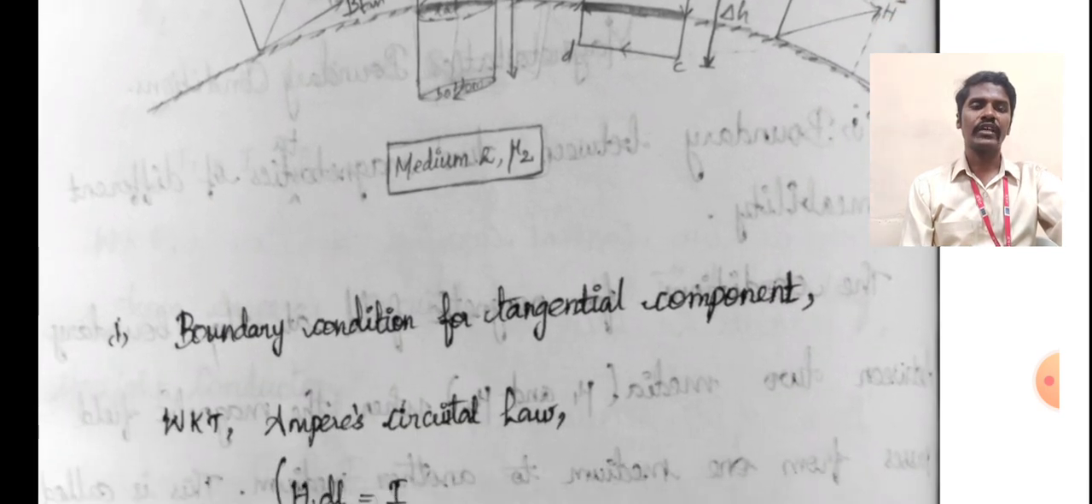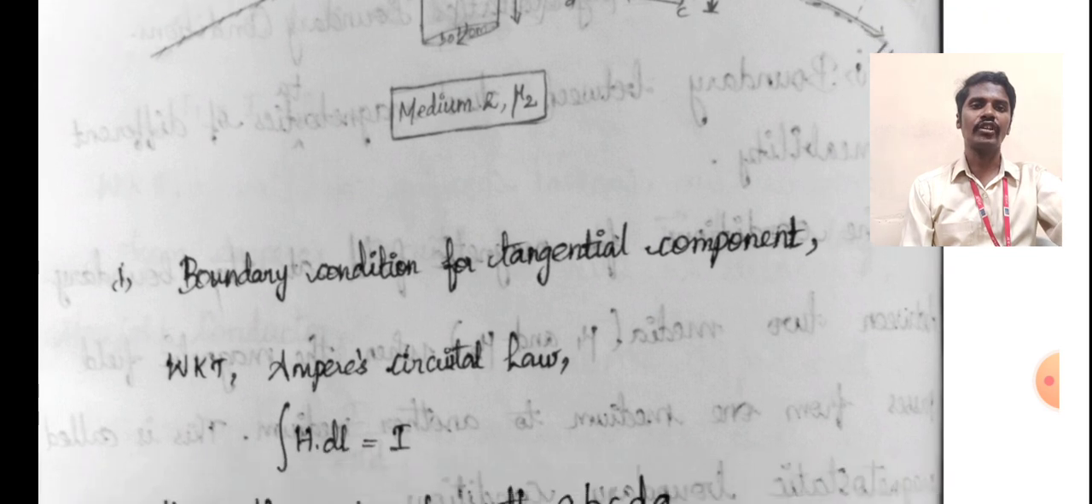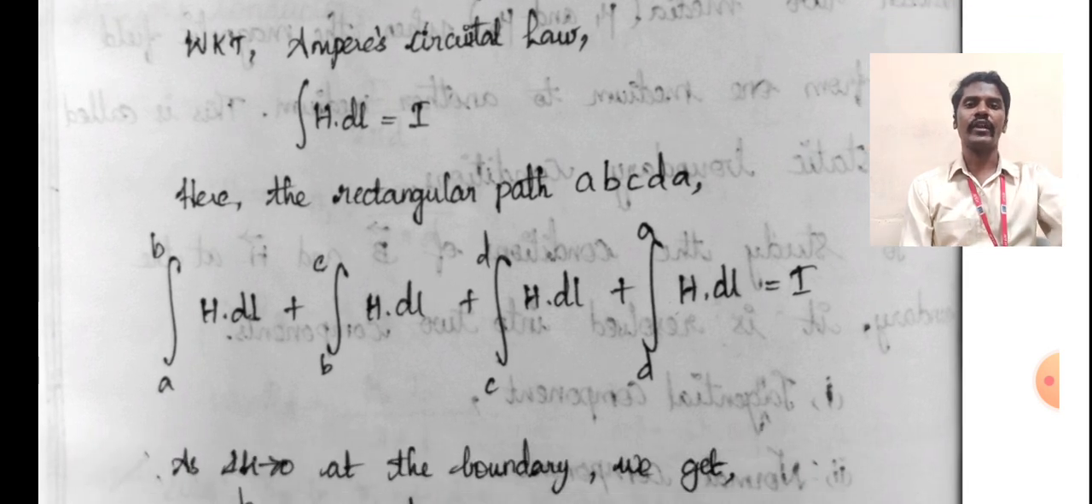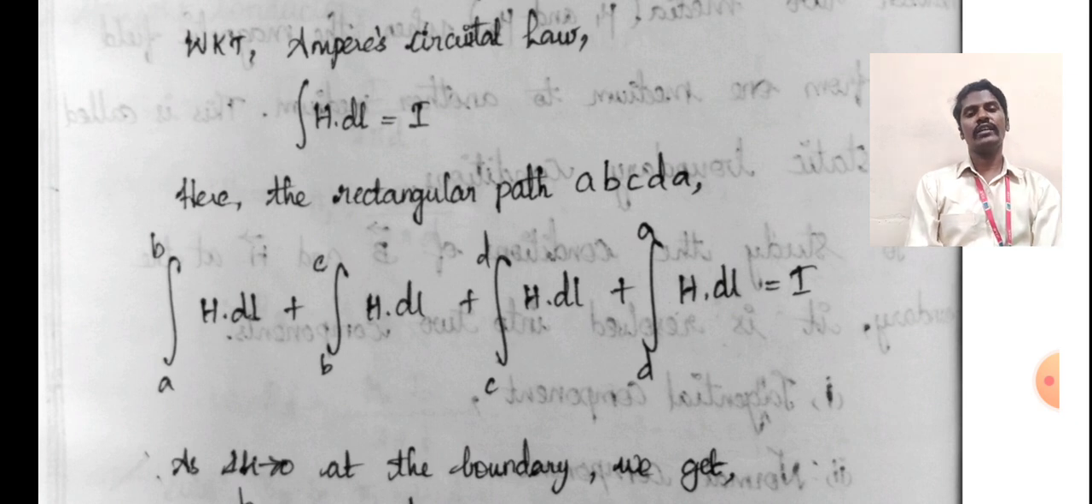First we are going to calculate the boundary condition for the tangential component. We know by Ampere's circuital law, line integral H dot dl is equal to I. Here the rectangular path is split into four components: line integral A to B, B to C, C to D, and D to A. Therefore, the equation becomes line integral A to B H dot dl plus line integral B to C H dot dl plus line integral C to D H dot dl plus line integral D to A H dot dl is equal to the total current enclosed.